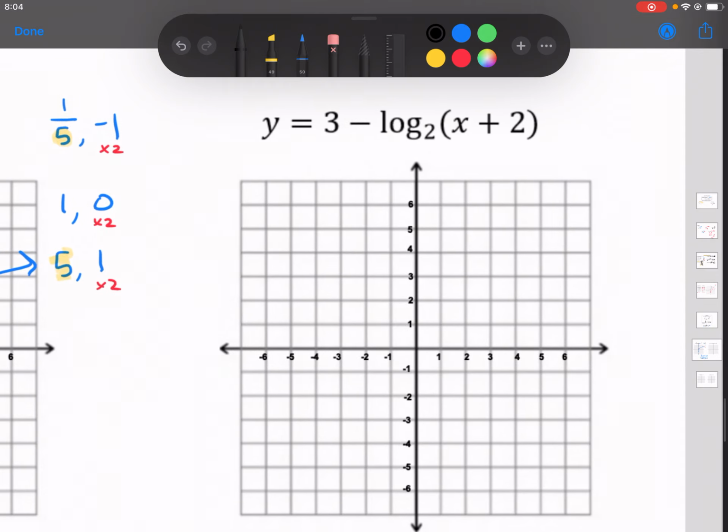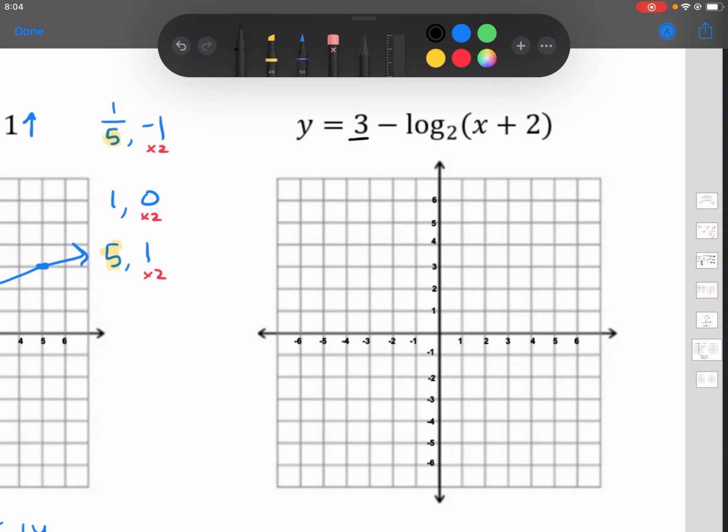So let's do this one. Remember, sometimes they'll throw things out in the front that are actually vertical shifts. So this is actually going up 3 and left 2. You don't have to move it at the end, but it might help to see it at the end. So right here, these are logs, so they have vertical asymptotes.